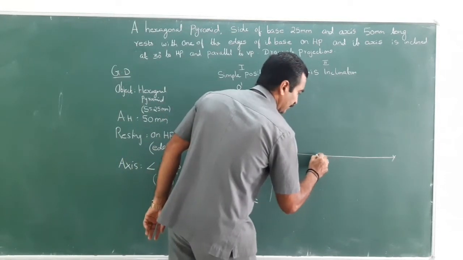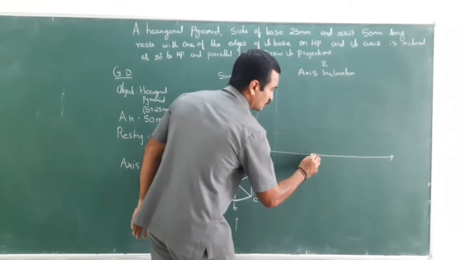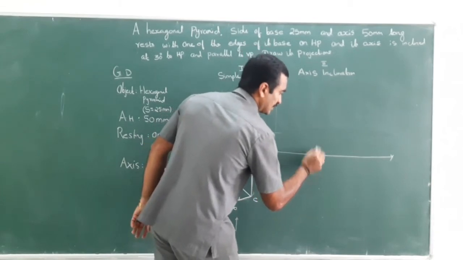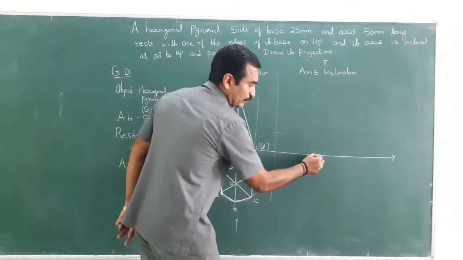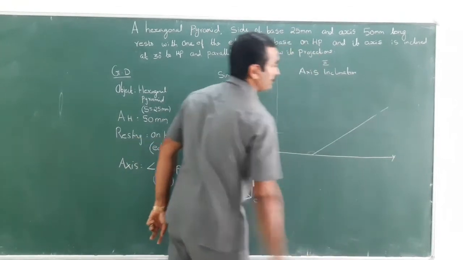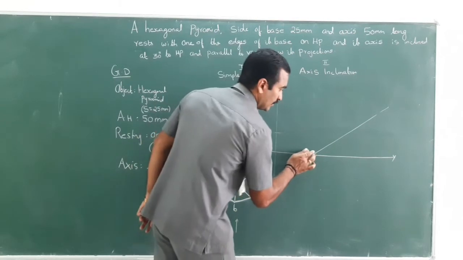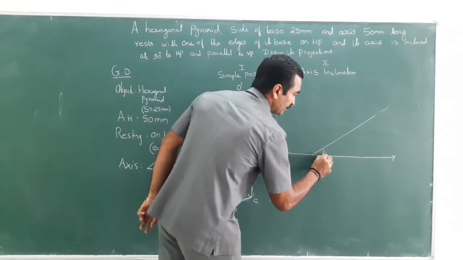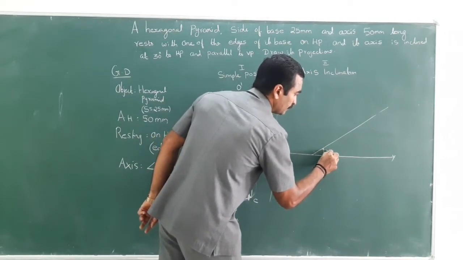Choose any point here. I am just choosing this point and keeping the protractor in this manner. Now take 30 degrees from the horizontal, 30 degrees somewhere here. Extend this line. Right. Now this is 30 degrees.